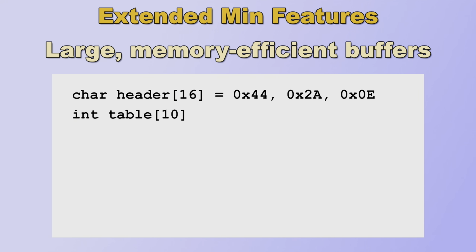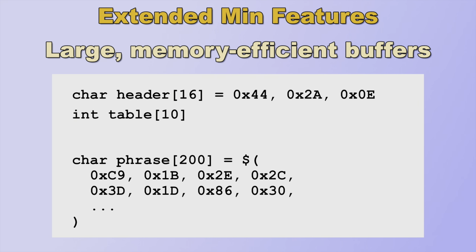Extended Min introduces a separate syntax called a byte blob literal, written with a $ sign in parentheses around the data. You can spread the data across as many lines as you want. No continuation markers are needed. The parser knows it's all one literal until the closing parenthesis is seen.